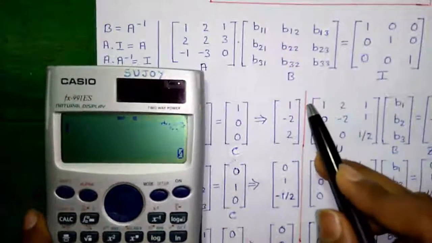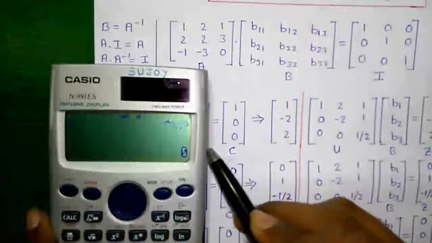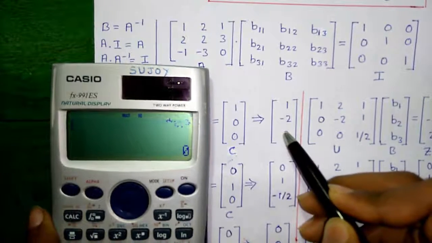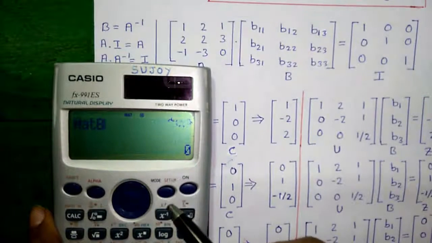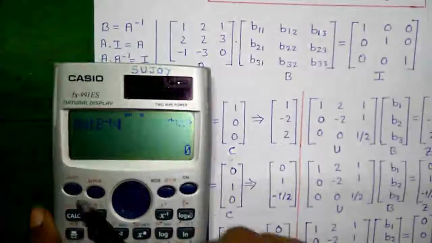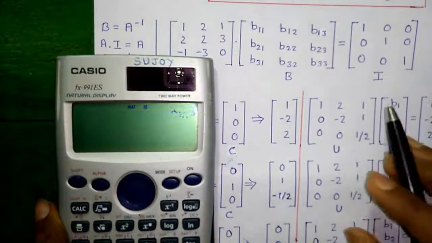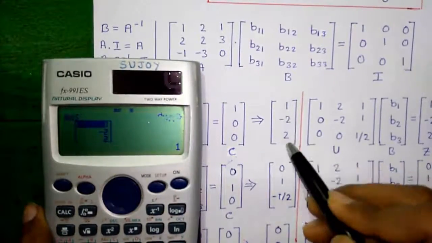So I will do matrix B inverse into matrix A, that is matrix L inverse into matrix C, to get this matrix. Shift 4, 4 for matrix B, this button for inverse, into shift 4, 3 for matrix A, press equals to, that is 1, minus 2 and 2. This is our matrix Z.